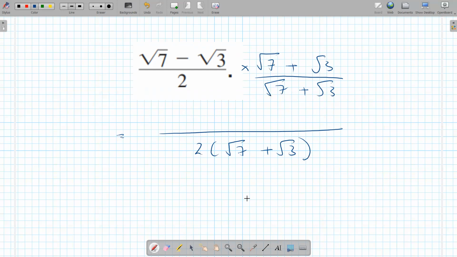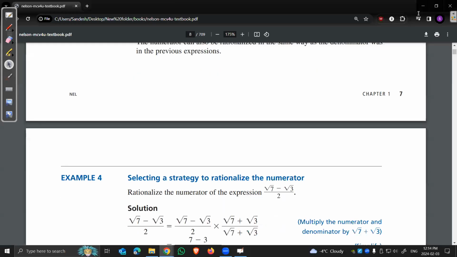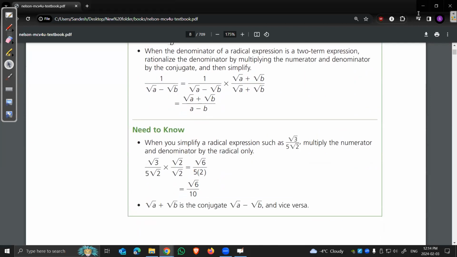Seven minus 3. Yeah, that's a 4. Can we cancel out this 2 with the 4, leaving a 2? Yes, and there you go. That's the final answer. That is it. It is 2 steps. Nothing complicated about this.